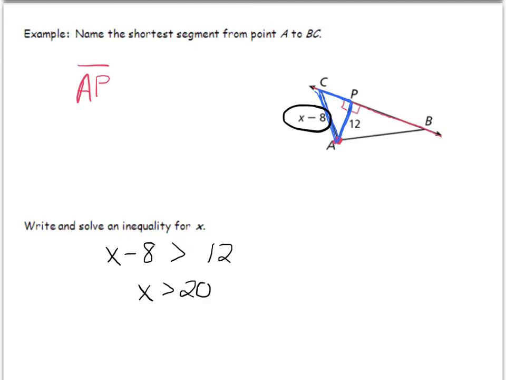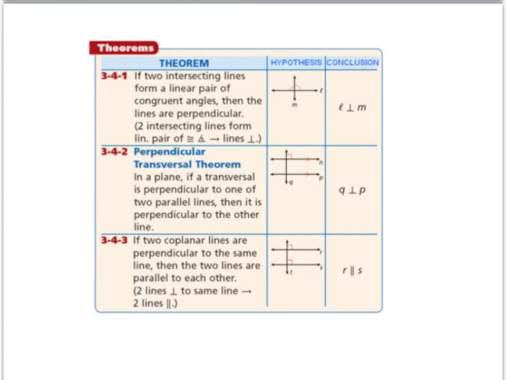Now, with this, if I add 8 to both sides, I end up getting x is greater than 20. So that means in order for this to actually be a true diagram and for it to work out, we would have to have x be greater than 20, because anything greater than 20 would give us a value that is greater than 12 when we plugged it in. It cannot equal 20 because if I put a 20 in for the x, 20 minus 8 would give me 12, which means it would equal this leg, and therefore it would not be a hypotenuse.